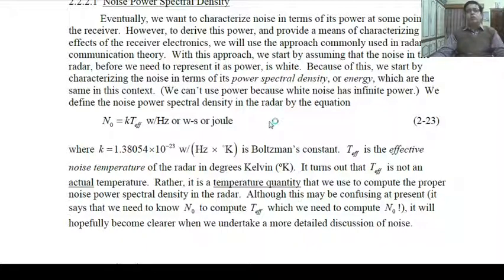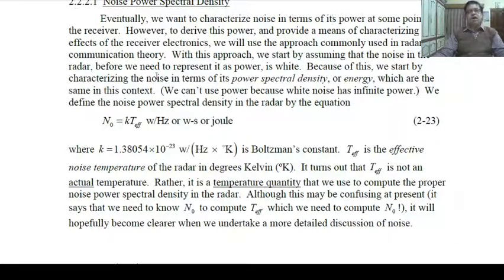Eventually we want to characterize noise. What we want is to characterize the noise in terms of power, in terms of its power at some point in the receiver. However, to derive this power and provide a means of characterizing the effects of the receiver electronics, we will use an approach commonly used in radar and communication theory. With this approach, we start by assuming that the noise in the radar, before we represent it as power, is white.